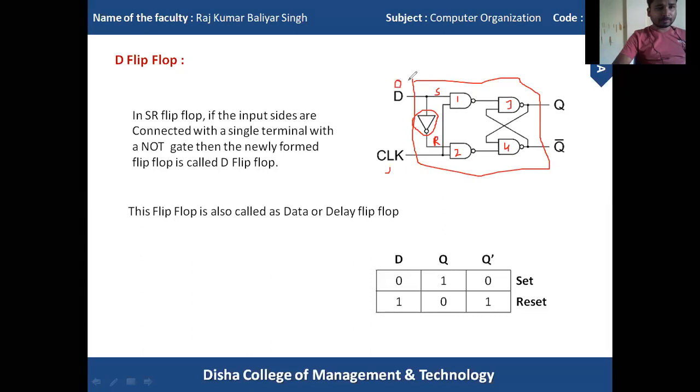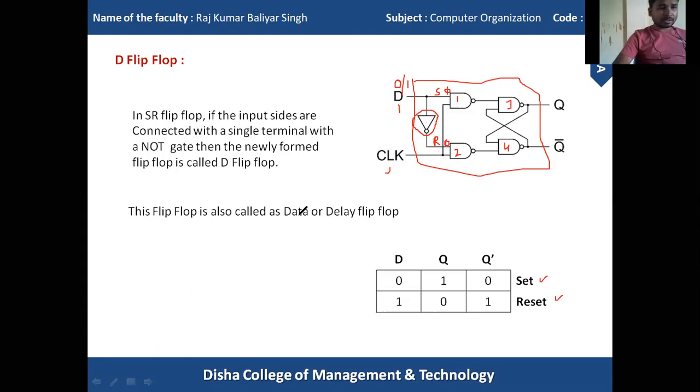Because we can supply only 0 or 1. When you supply 0 to this circuit, due to this NOT gate the 0 is converted to 1 here. So when S equals 0, R equals 1, we get the reset condition. When D equals 1, S becomes 1 and R equals 0 due to this NOT gate, and the result produced is called set condition. Clear? With clock high.